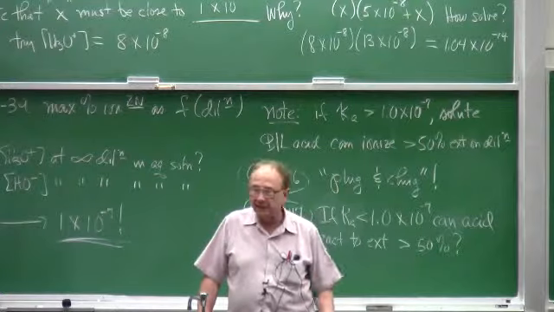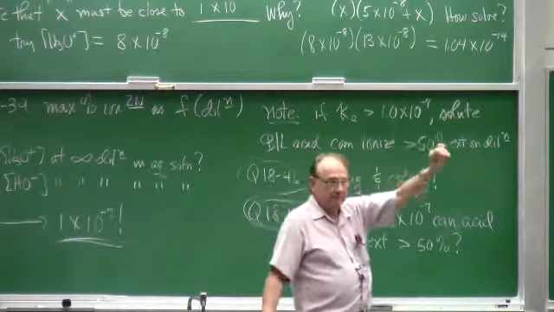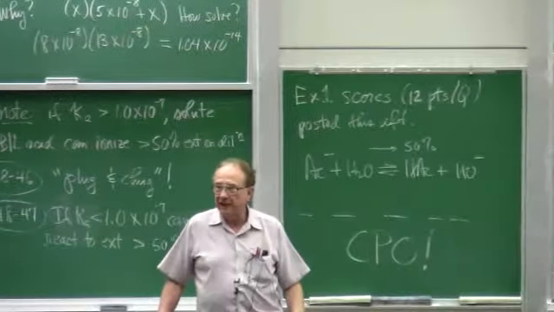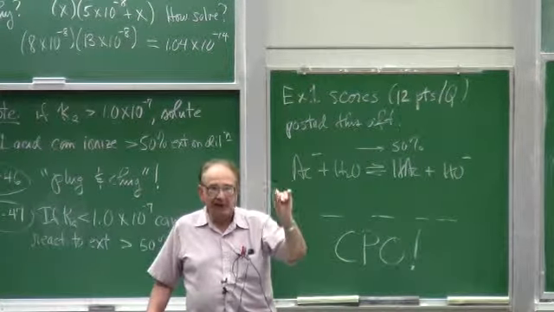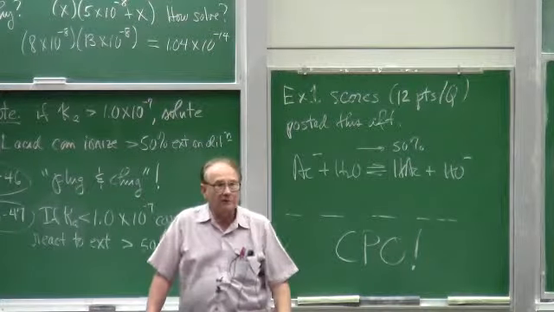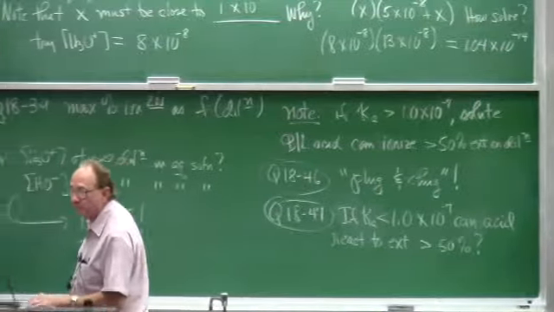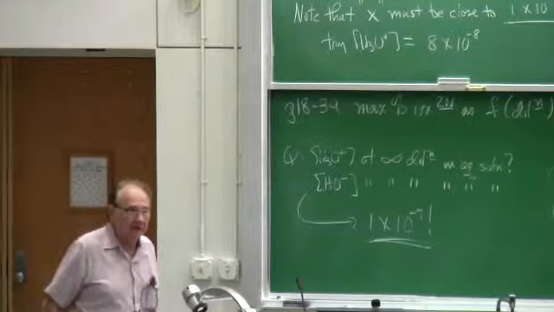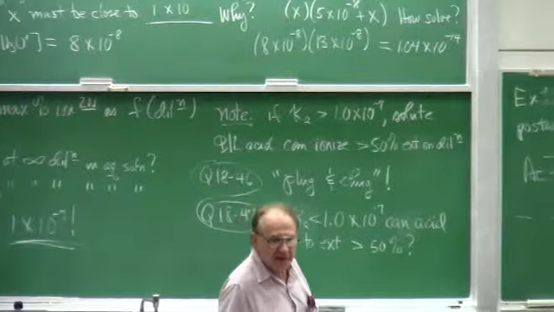Take a look at that recipe. Ka over Ka plus 1 times 10 to the minus 7. Ka ammonium ion, 5.6 times 10 to the minus 10, divided by 5.6 times 10 to the minus 10 plus 1 times 10 to the minus 7. What is the result of adding 1.0 times 10 to the minus 7 to 5.6 times 10 to the minus 10? What is the result of that addition? It's 1.0 times 10 to the minus 7.